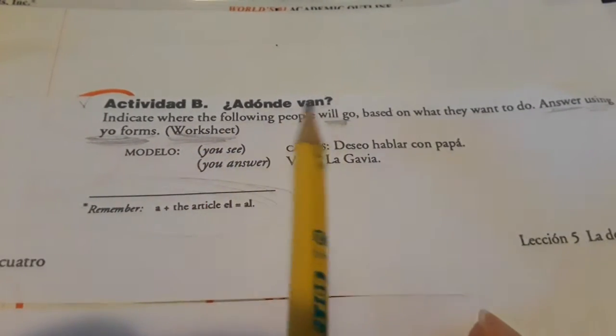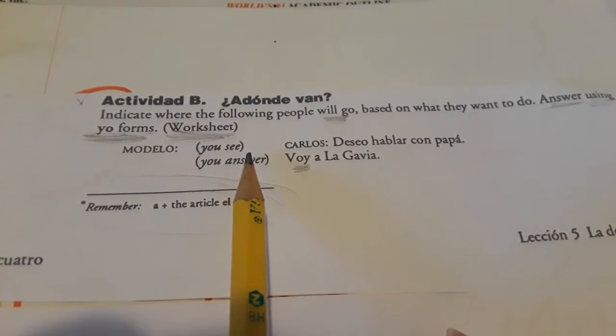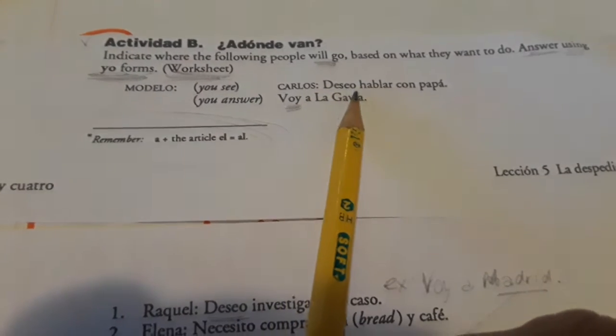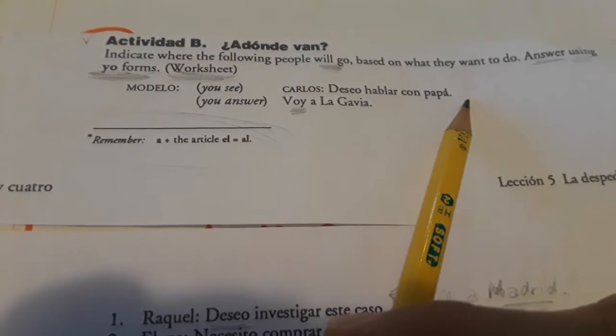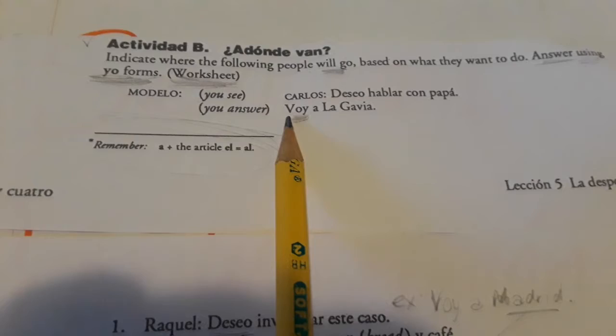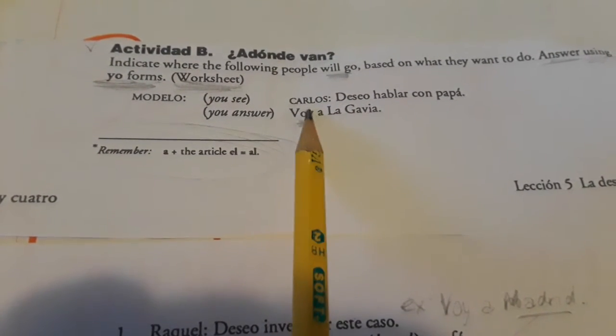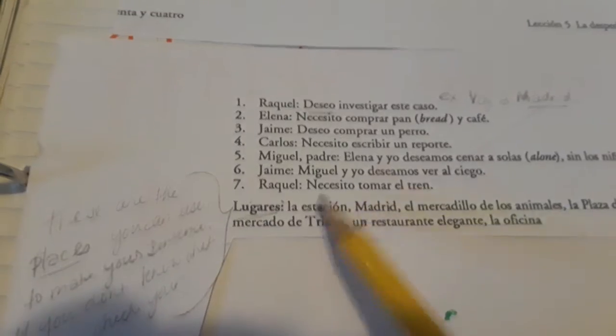Okay. So the model here is, you see, Carlos says, deseo hablar con papá. And your answer is, voy a la gavia. Okay, so this is the yo form, meaning yo voy, I go. They're showing you one way here, and these are the following sentences that you have to use. I wrote down here that you got to look these up. I'm just going to tell you because I'm just going to try to make this easier for you.